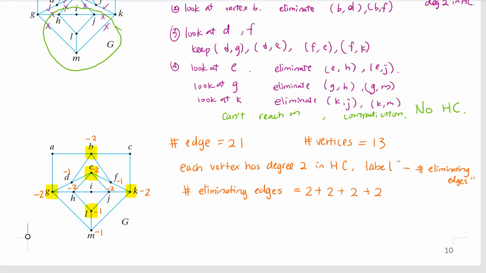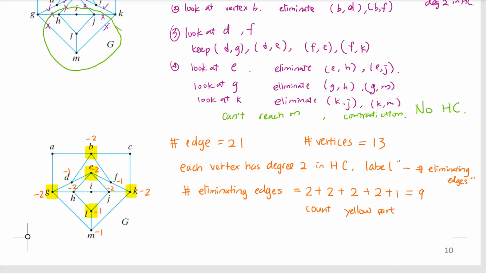G, we have 2. L, we have 1. Add them all up, we get 9. Okay, so here we only count the yellow parts.